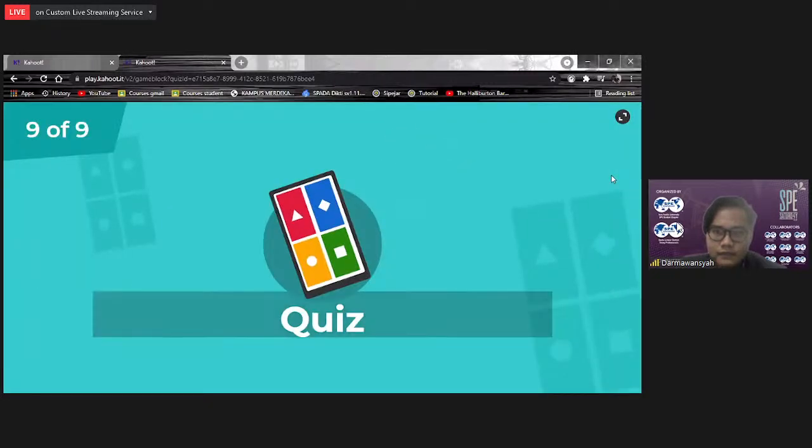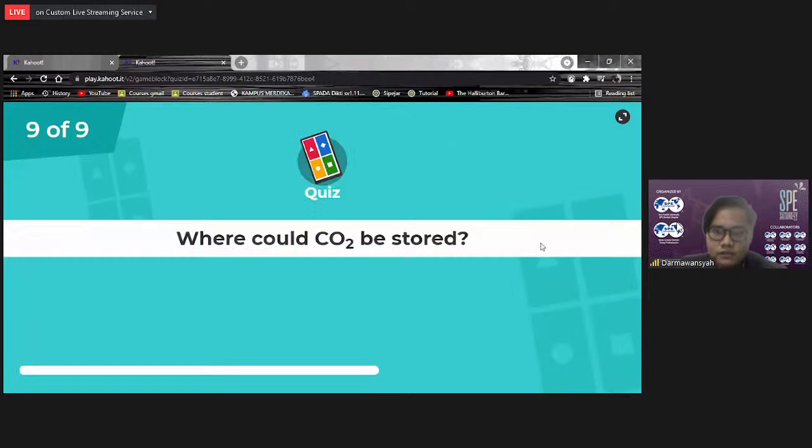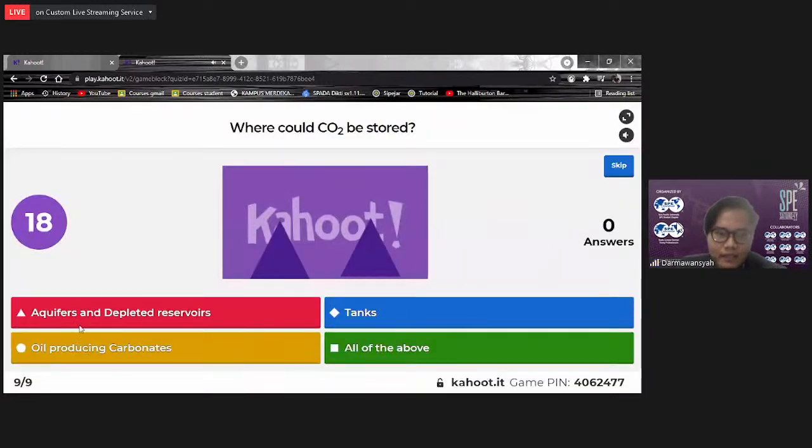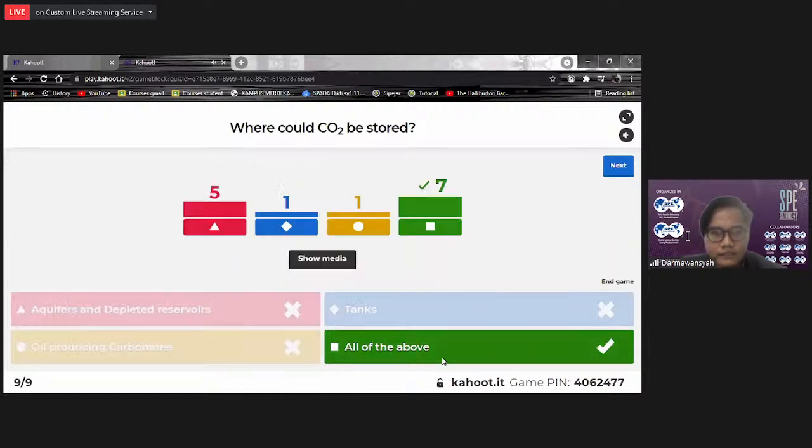For the next question, where could CO2 be stored? Is it aquifers and the reservoirs, tanks, oil-producing carbonates, or all of the above? Three, two, one, and the answer is all of it.